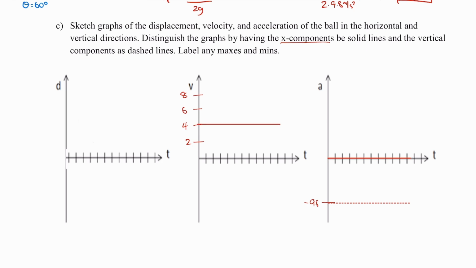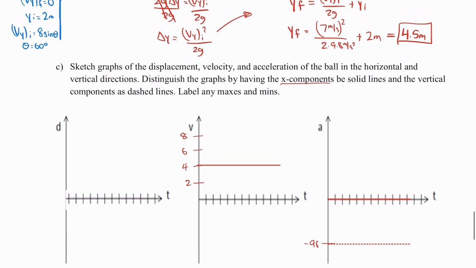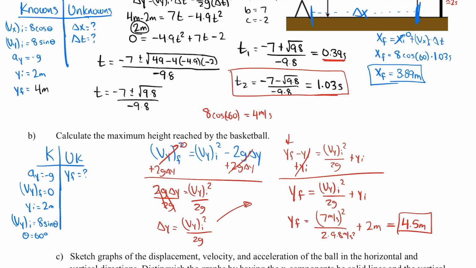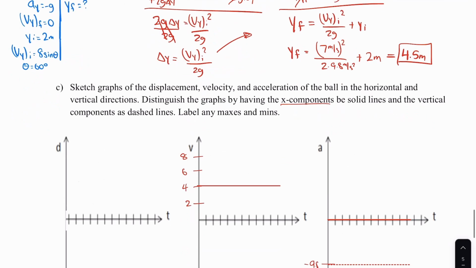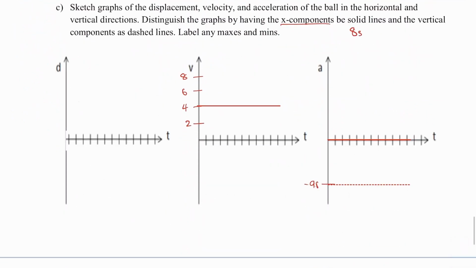Now my vertical velocity begins at 8 sine theta, which is 8 sine 60. Remember, this was my VYi from when it was launched. It's equal to 6.9, but I'm going to round that up to 7. So it's going to begin at 7, but because the vertical motion is affected by gravity, it's going to have a slope of negative 9.8. I'm not really drawing it too carefully.